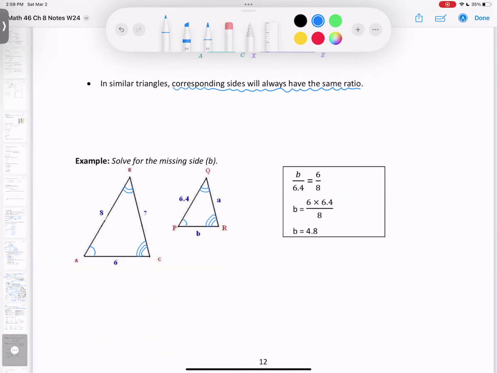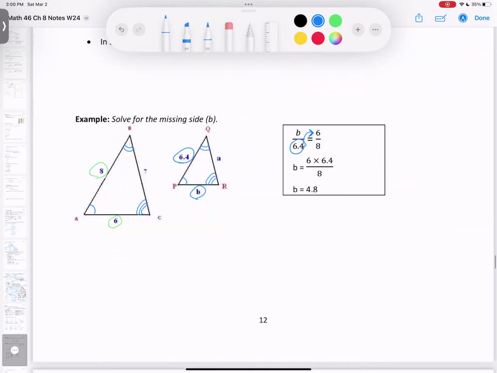We can do this several ways. In the example here, they've said B over 6.4, so we're doing this over this is going to equal this over this. So B over 6.4 equals 6 over 8. Then we can solve for B by multiplying both sides by 6.4. In other words, we're going to bring that 6.4 up across the equal sign. And so we get B is 6 times 6.4 over 8, which is 4.8. And there are many ways to do it, not just one.